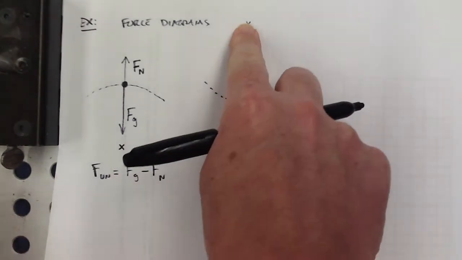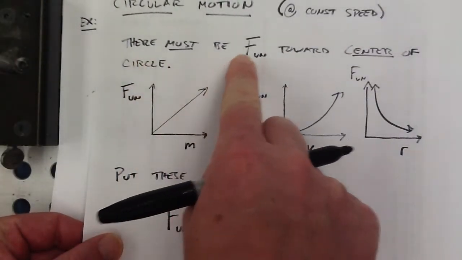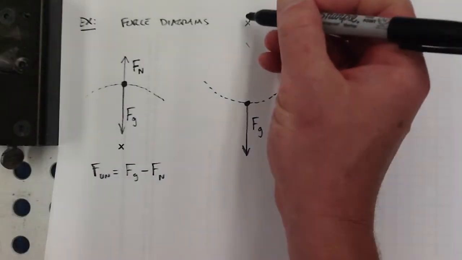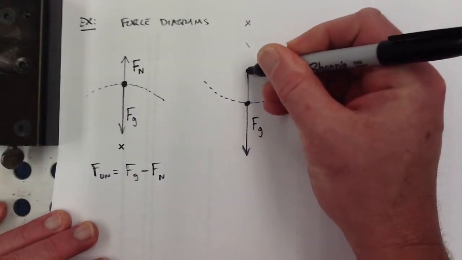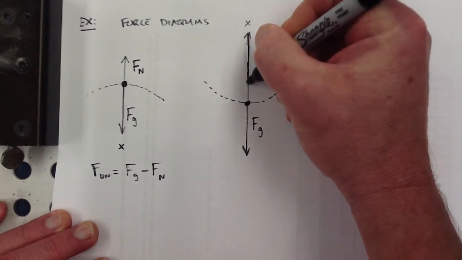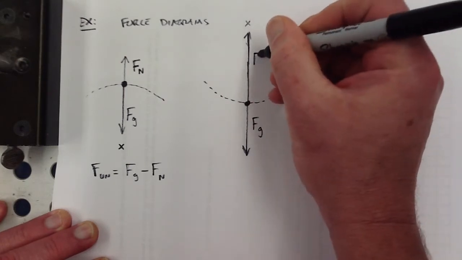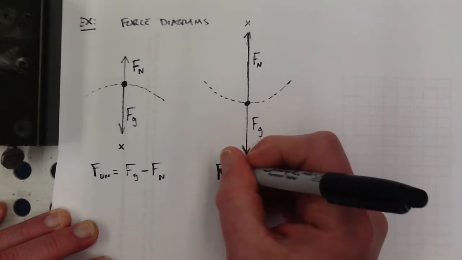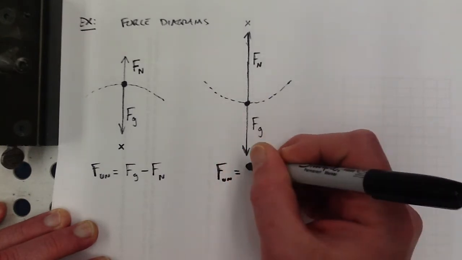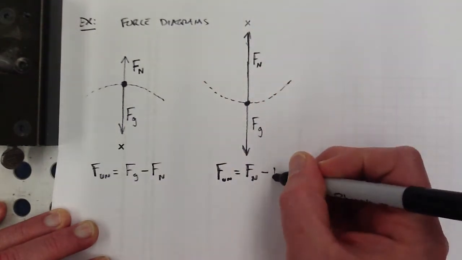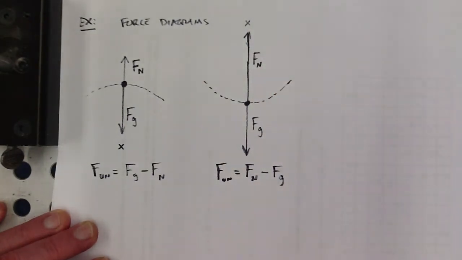This, toward the center of the circle, must be the winning direction, because there must be unbalanced force towards the center of the circle. So where's the center of the circle here? That means that is the winning direction, which means that the support force is bigger. So in that situation, unbalanced force is equal to normal force, winning, minus gravity, losing.